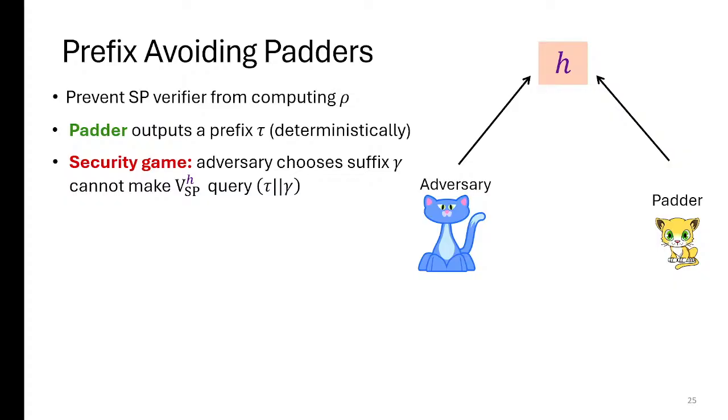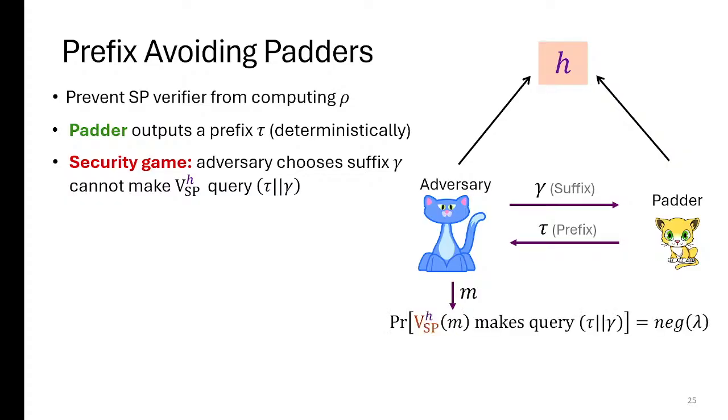And more pictorially, we have the adversary and the padder. They have access to the random oracle. The adversary will choose a suffix. The padder will then choose a prefix based on the suffix. Then the adversary chooses a message, trying to get the verifier, given this message, to make this query. And it shouldn't succeed. This is what the padder is trying to do.